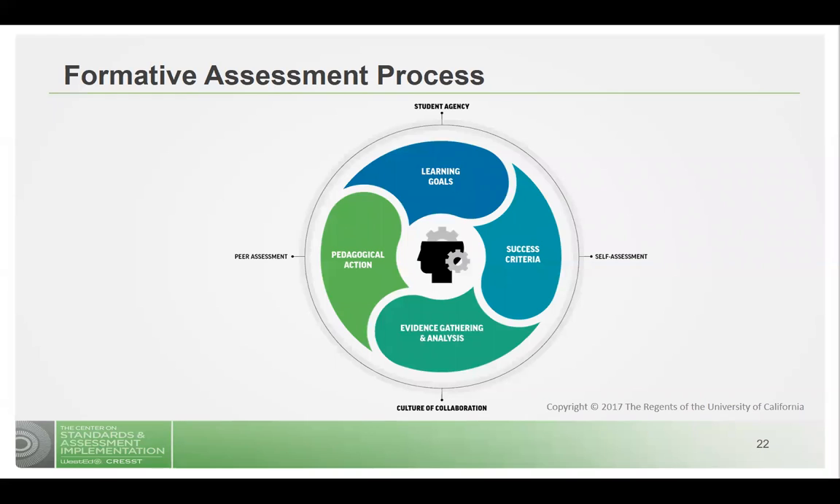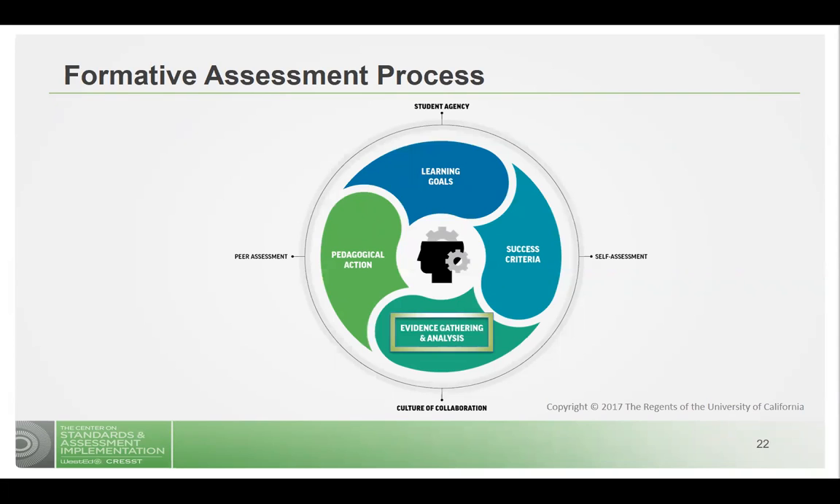Our framework is divided into 4 major elements. First, establish high-quality learning goals, drawing from standards, learning progressions, and disciplinary practices. Learning goals are often referred to as learning objectives. Second, articulate success criteria to communicate clearly to students how they can achieve the learning goals. These are the observable behaviors of things students will be able to do that both teachers and students use in order to visualize and organize progress toward the learning goals.